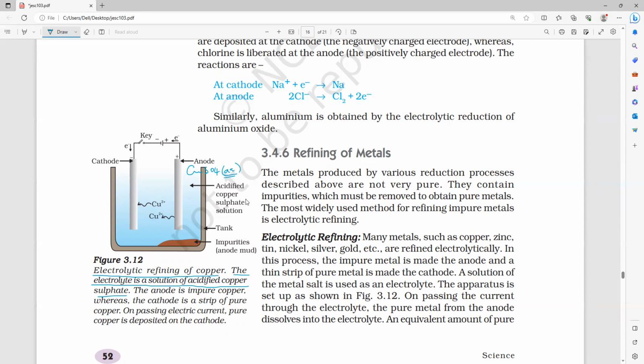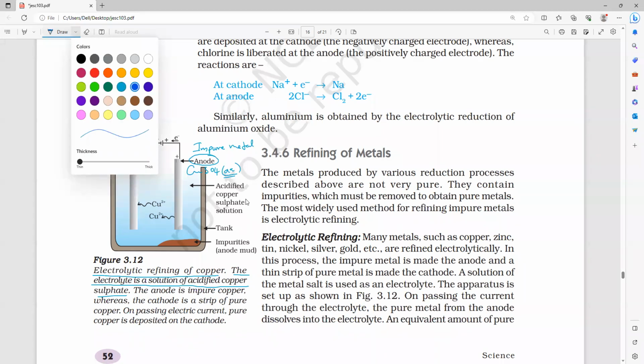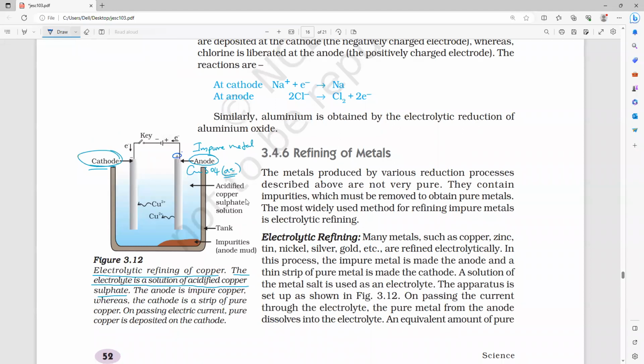Acidified copper sulfate. So it is a good conductor of electricity or bad conductor of electricity? Good conductor of electricity. And always keep it in mind, the impure metal block is taken as anode. So anode must be taken as impure one or pure one? Impure metal. And cathode, always I told you, you will get a pure metal at the cathode. And anode must be connected with the positive terminal.